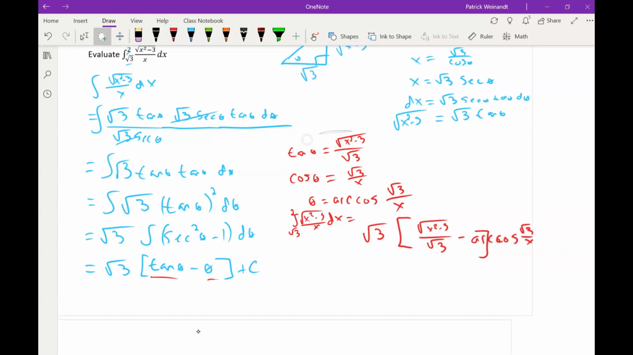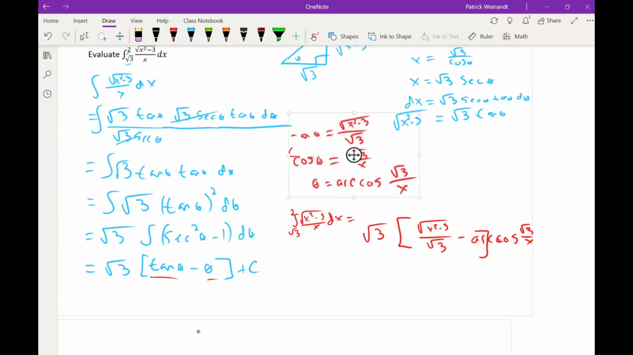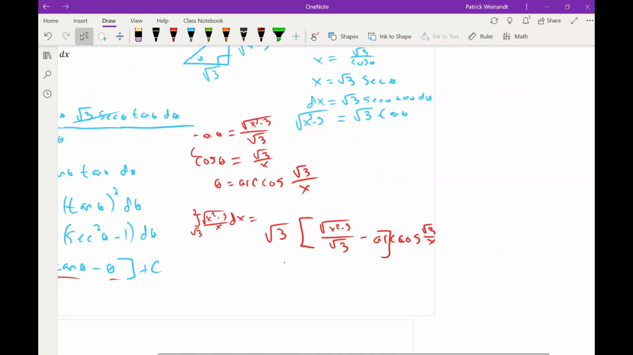Move this up a little bit so it's not so clumped together. Make this a little bit neater. All right, so we know it's equal to this. And then our limits of integration, since we're in terms of x again, we can use our original limits of integration. This is going to be from the square root of 3 to 2.